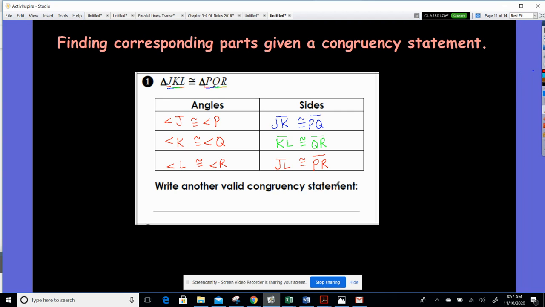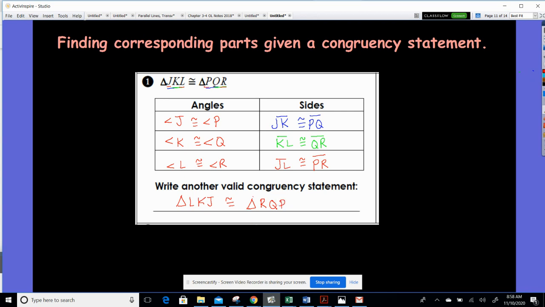Write another valid congruency statement. So this is one congruency statement, and there's multiple that you could write, but all I'm going to do is just write this first triangle backwards. So instead of JKL, I'm going to call it triangle LKJ. So I'm going to say triangle LKJ is congruent to, and if I wrote that one backwards, I have to write the second triangle backwards. So I'm going to call this triangle RQP. That way I'm keeping all of those corresponding parts in the same order.